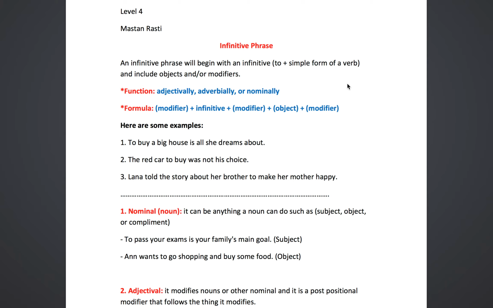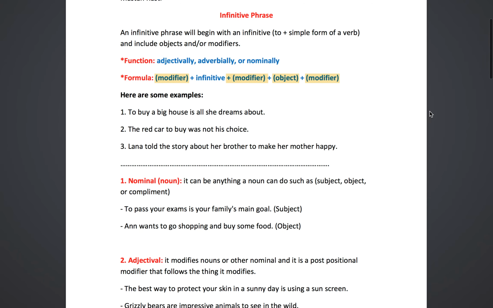Infinitive phrases function exactly as the infinitive does. They can be adjective, adverb, or nominal, or noun. In the formula, we must have the infinitive, which is to plus the base verb, but having modifiers or objects is optional. What we have between these parentheses, or any other of them, is optional. You can add them or not. But for phrases, we need them. You can add an object or a modifier, or you can add all of them together, depending on the sentence or what you want to say.